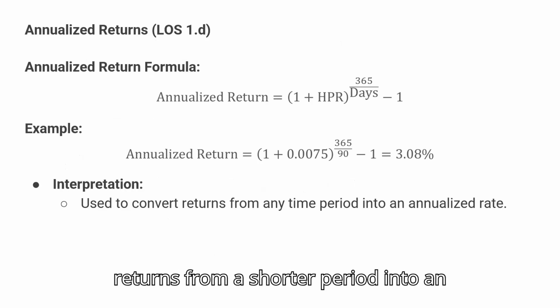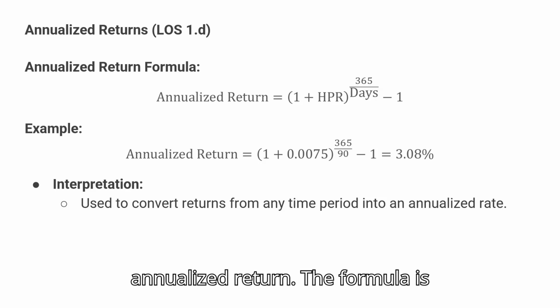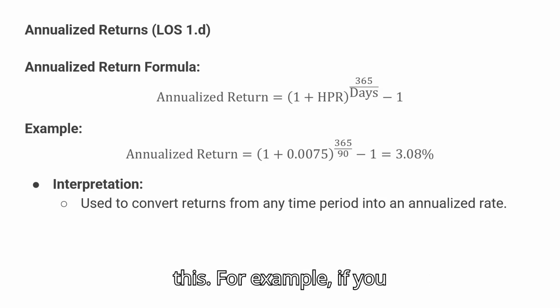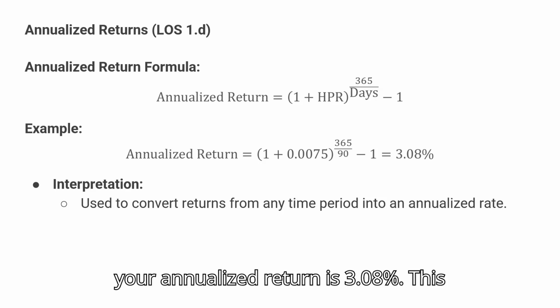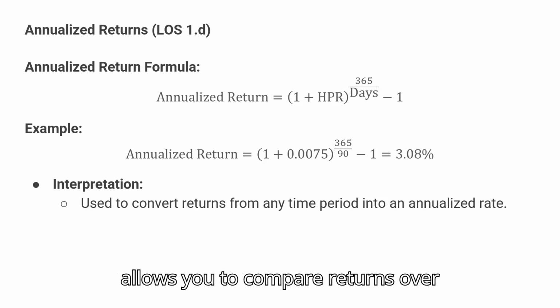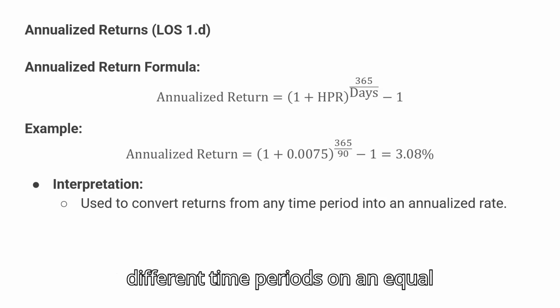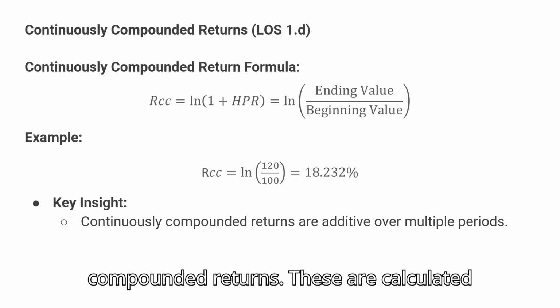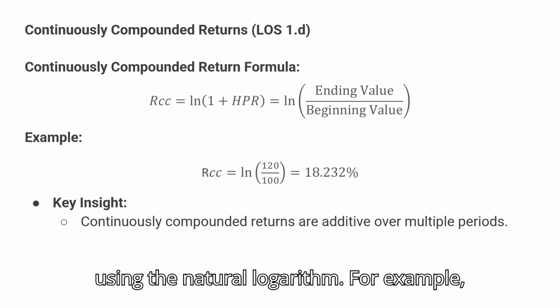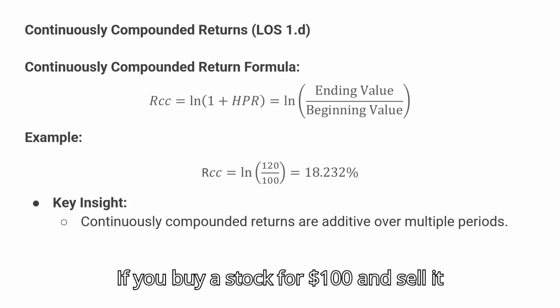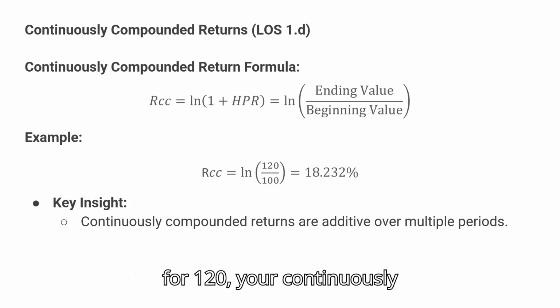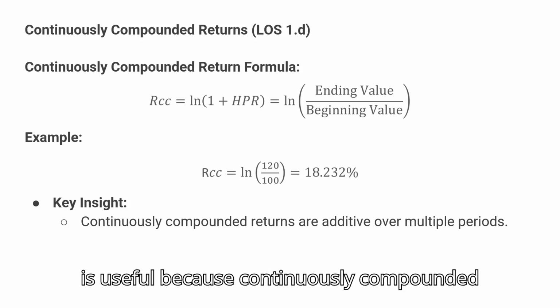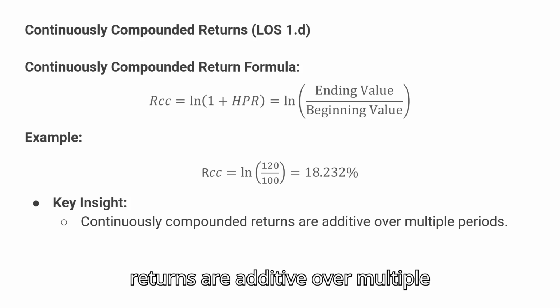Sometimes, you will need to convert returns from a shorter period into an annualized return. The formula is this. For example, if you earn 0.75% over 90 days, your annualized return is 3.08%. This allows you to compare returns over different time periods on an equal footing. Another important concept is continuously compounded returns. These are calculated using the natural logarithm. For example, if you buy a stock for $100 and sell it for $120, your continuously compounded return is 18.23%. This method is useful because continuously compounded returns are additive over multiple periods.